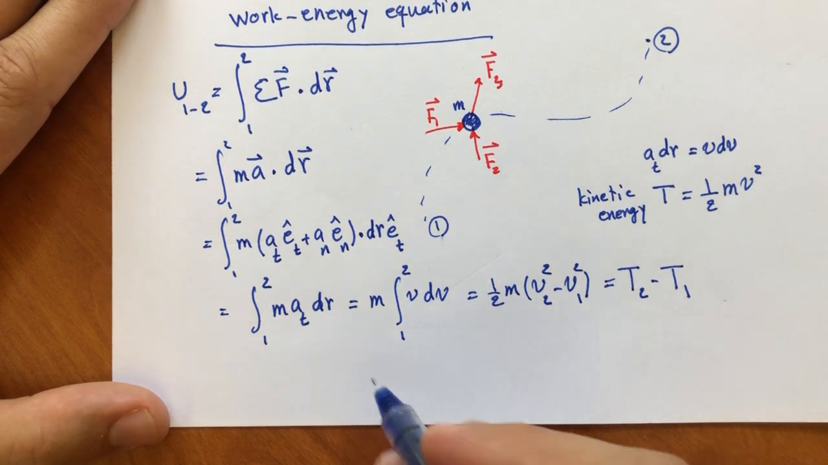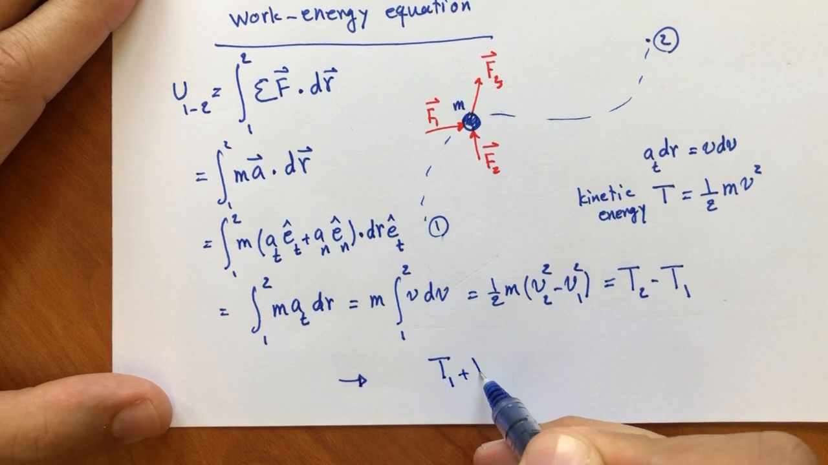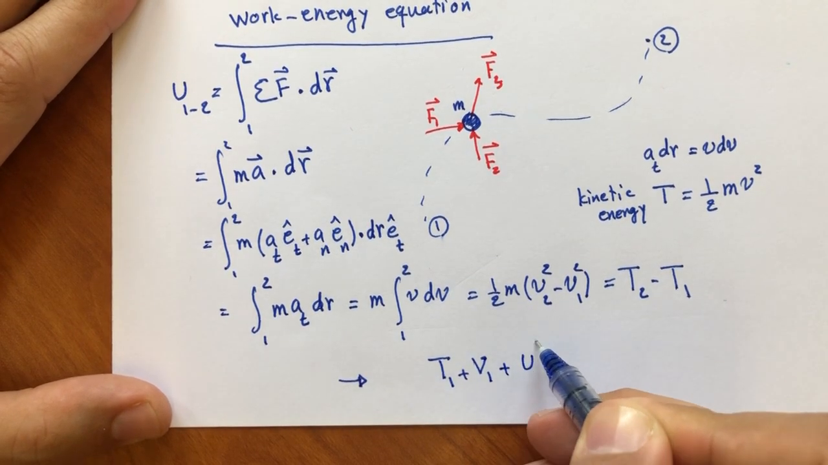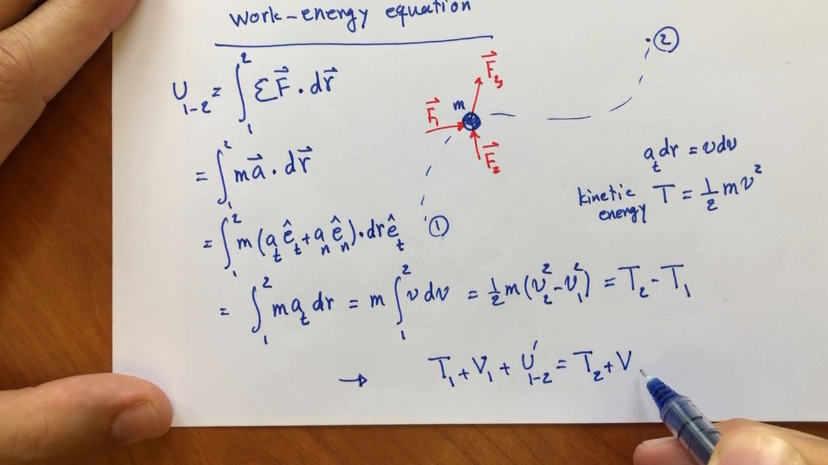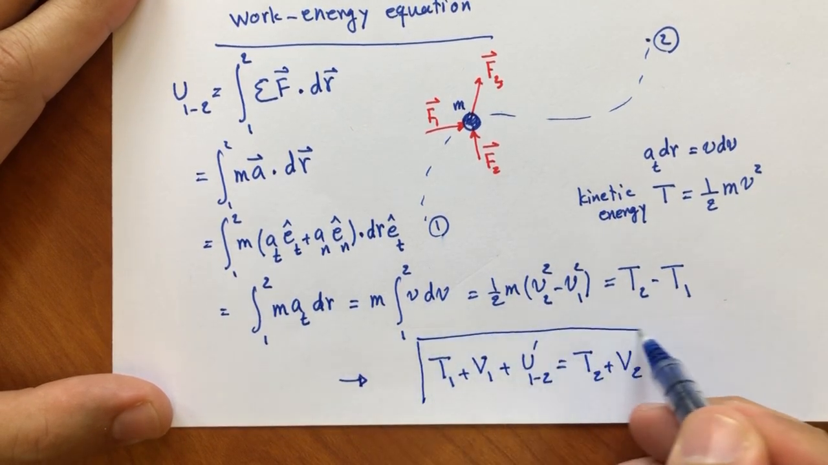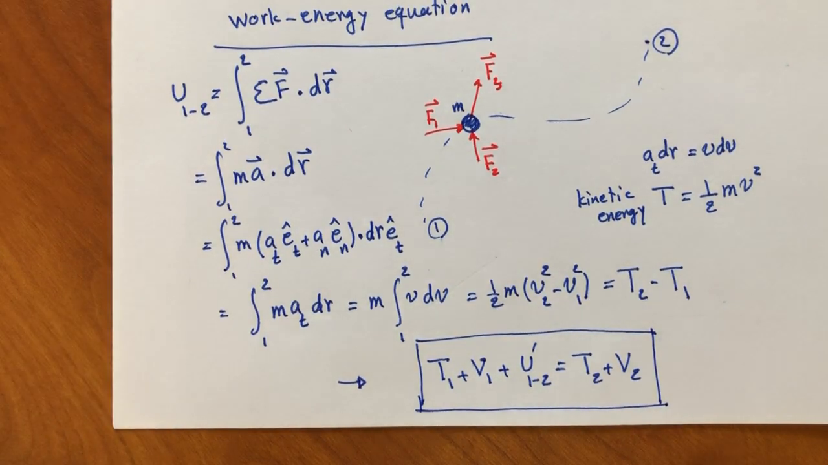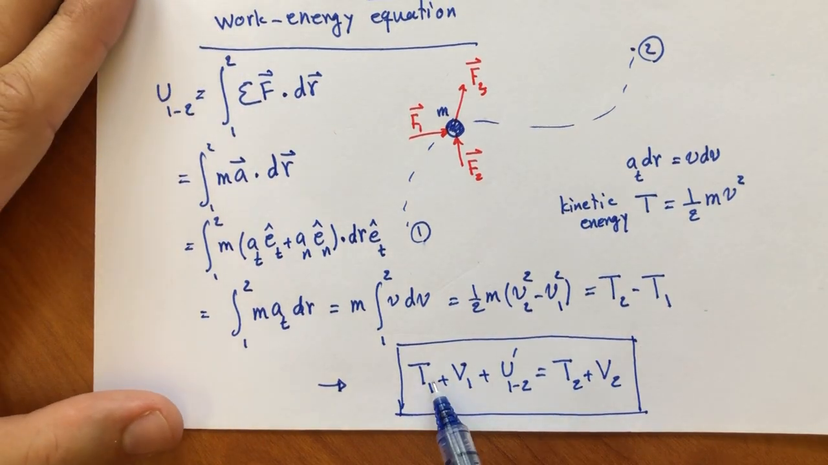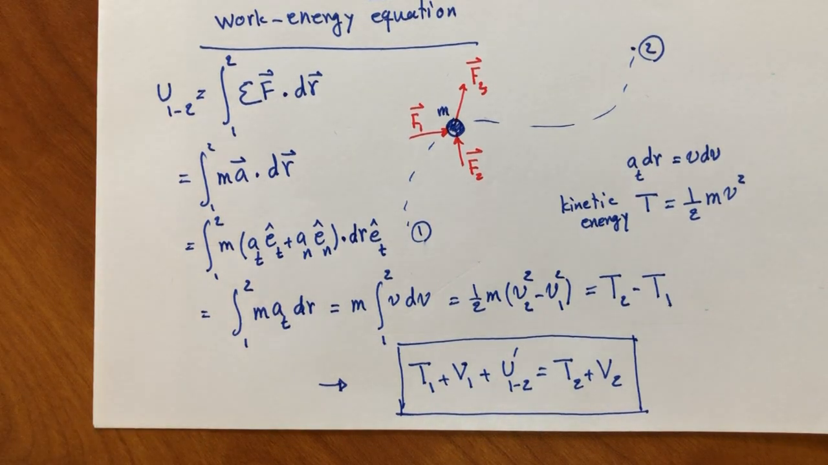And if you rearrange that, we are going to have T1 plus V1 plus U prime from 1 to 2 is equal to T2 plus V2. This is the main equation that we have here, which we are going to use in almost all the problems. So what is this? T1 is the kinetic energy at the beginning. V1 is the potential energy, a combination of gravitational potential energy and spring potential energy at the beginning.